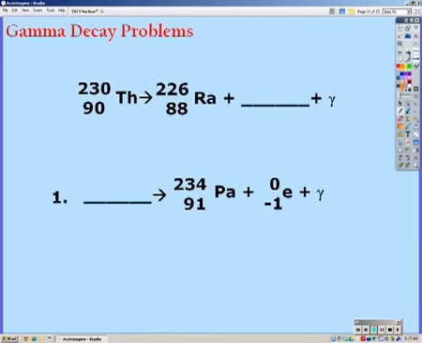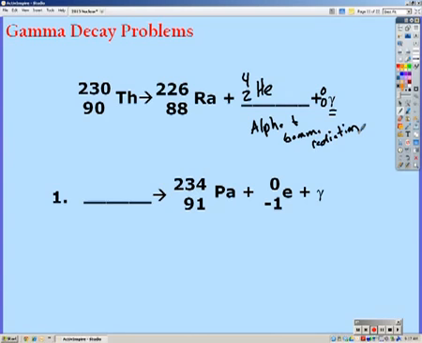Let's look at our first problem. Anytime they just give you a symbol, go ahead and add the numbers in there. In this case, it's just 0, 0, but so you remember later. 230 is equal to 226 plus 0 plus something. That number should be a 4. 88 plus 0 plus 2 gives me 90, or helium. So in this first one, we have alpha and gamma radiation being given off.